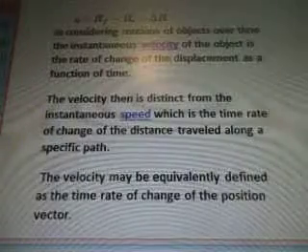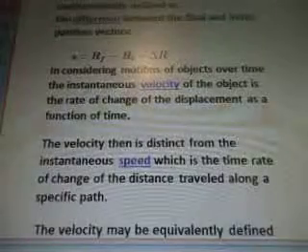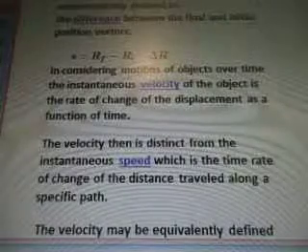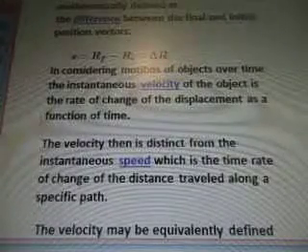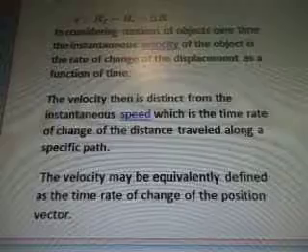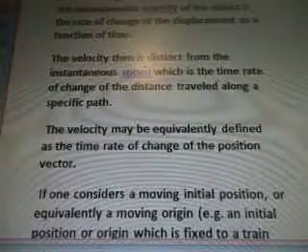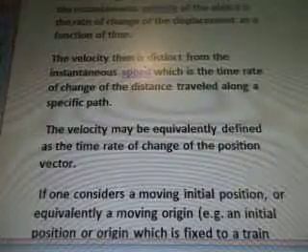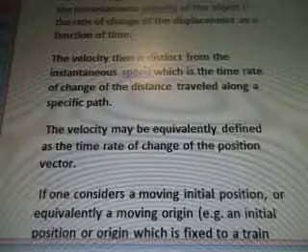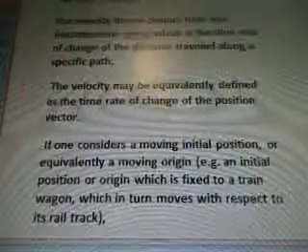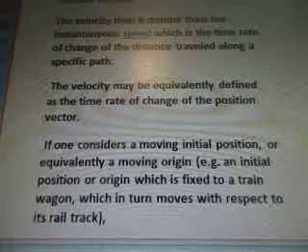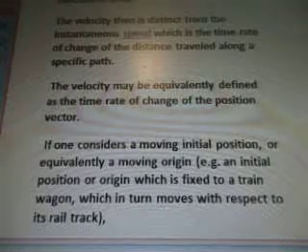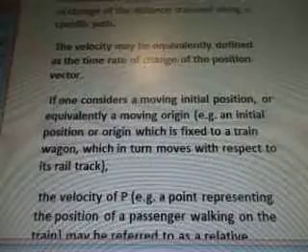In considering motions of objects over time, the instantaneous velocity of the object is the rate of change of the displacement as a function of time. The velocity then is distinct from the instantaneous speed, which is the time rate of change of the distance traveled along a specific path. The velocity may be equivalently defined as the time rate of change of the position vector.